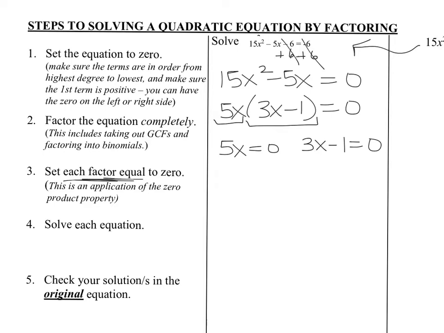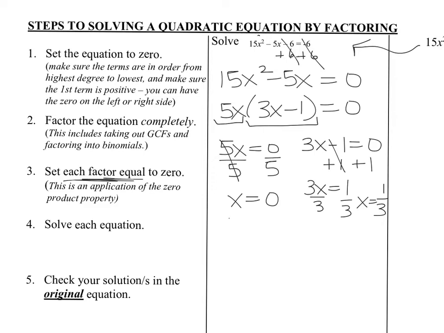So now to get x alone, in the first equation, you divide everything by 5. Well, 0 divided by 5 is 0. So x equals 0 is a solution. And then here you're going to add 1 to both sides, and you get 3x equals 1. Divide both sides by 3, and you get x is equal to 1/3. So my solution is 0 and 1/3. So that would be the answer to the question. That's the solution, the value of x.